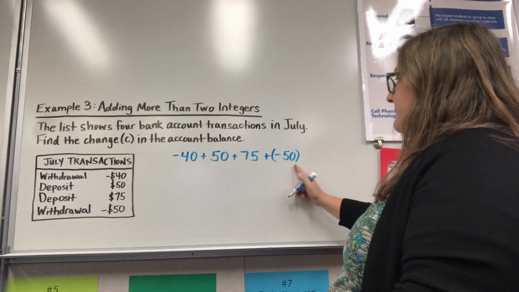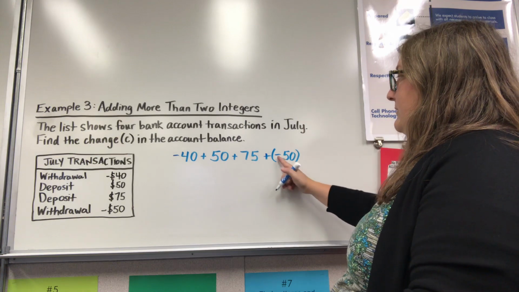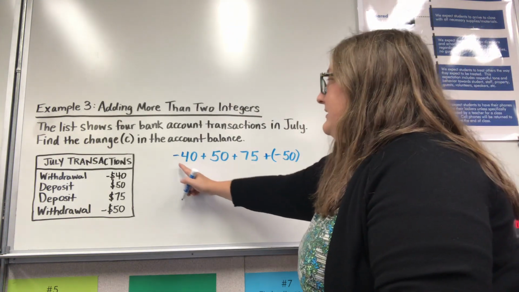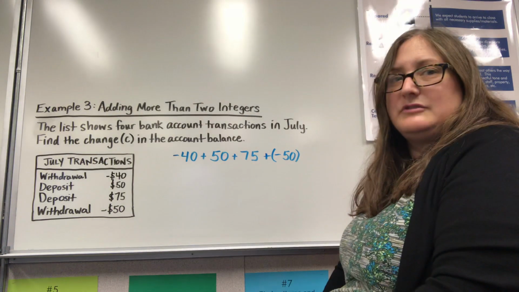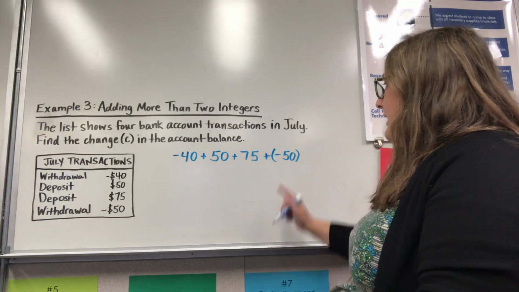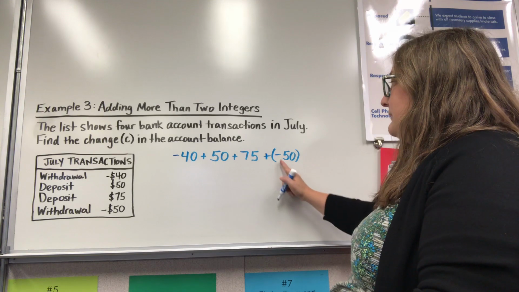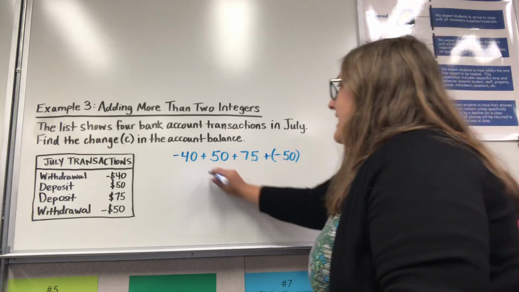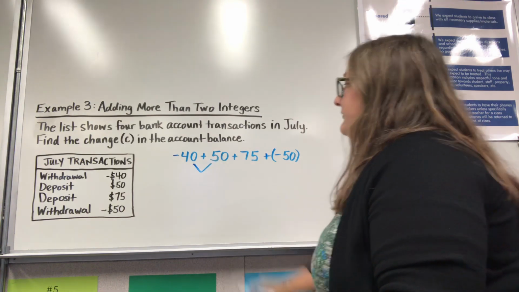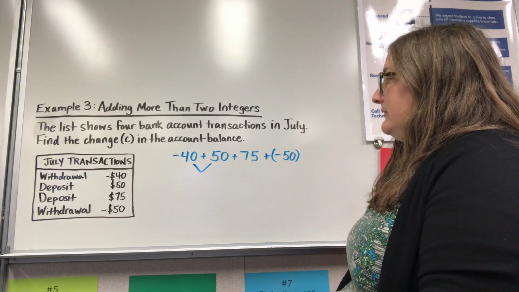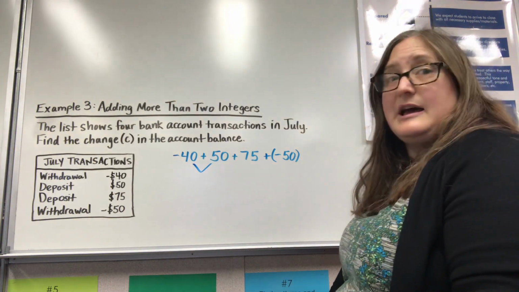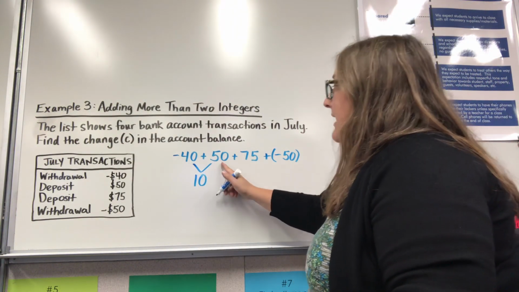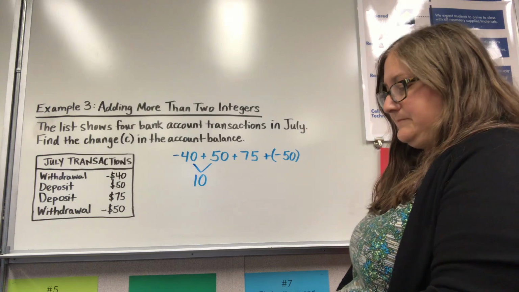I'm going to put some parentheses around this one because I don't want anyone to think that's a subtraction sign. Don't really need it here because I wouldn't start a problem with a subtraction sign, so I know that one's negative, but this one might be confusing, so I'm just going to add my parentheses. So the first thing I'm going to do is add these two numbers. -40 plus 50, different signs, so I subtract them and I get 10, and more positives, so positive 10.